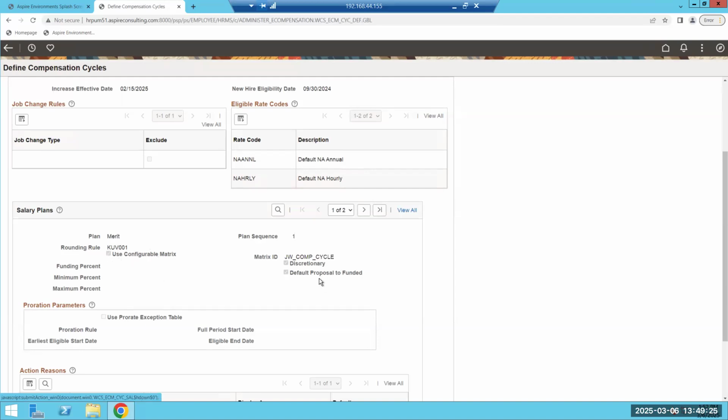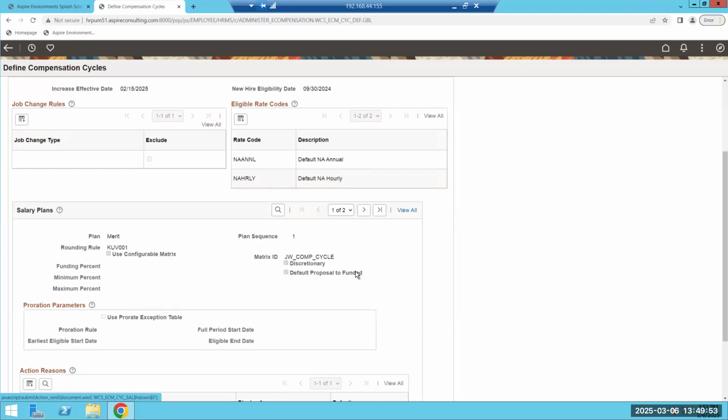Back here on our merit one, we see that it's discretionary, which means that we have the ability on the allocate compensation page to change the amount. It's not a, hey, this is locked in, this is what the amount is. You're allowed to see it, but you're not allowed to touch it. So discretionary checked on allows us to do that, to be able to update it.